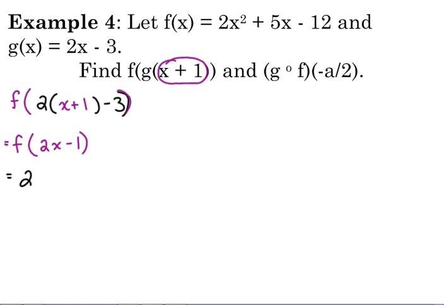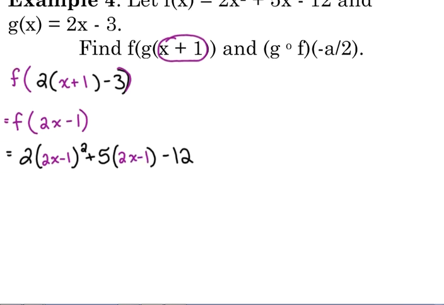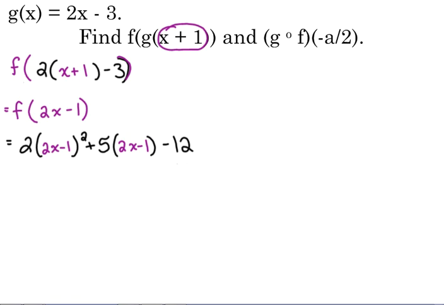So let's take our f of x function and put our skeleton. Okay, we've got 2 parentheses squared plus 5 parentheses minus 12. Put the 2x minus 1 in parentheses. Same as before, I answer this question a lot, and it's okay that I have to answer it, but let's just make it clear. You've got to raise the 2x minus 1 to the second power before you multiply by the 2. Order of operations. Exponents come before multiplication. So the 2's got to hang out in front.